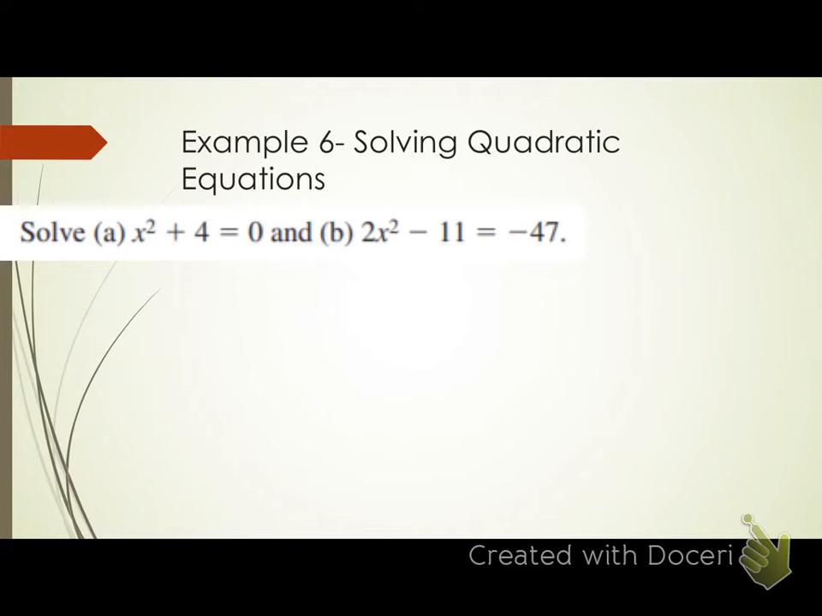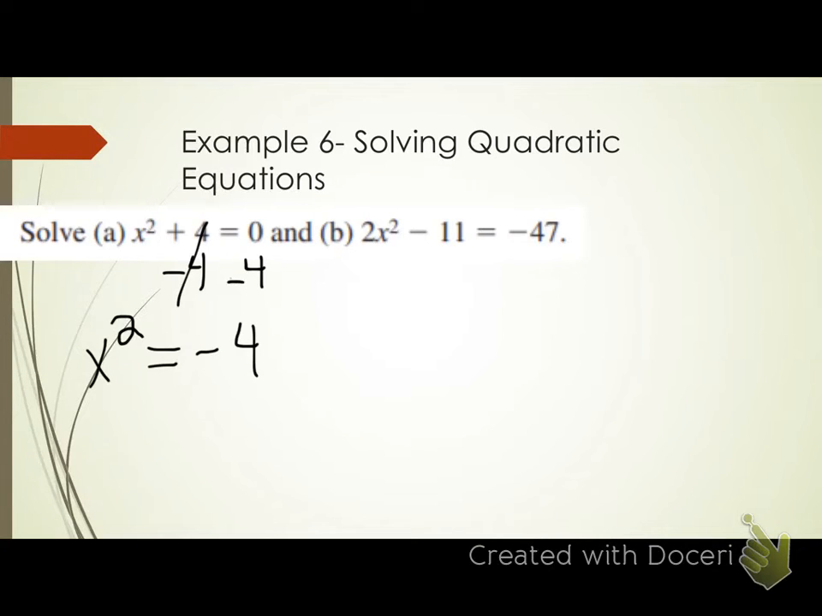Okay, solving quadratic equations. Good stuff, we just learned that. It says solve x squared plus 4 equals 0. I'm trying to get x by itself, right? In order to get x by itself, I've got to get the term containing x by itself. So subtract 4 from both sides. So I get x squared equals negative 4, right?